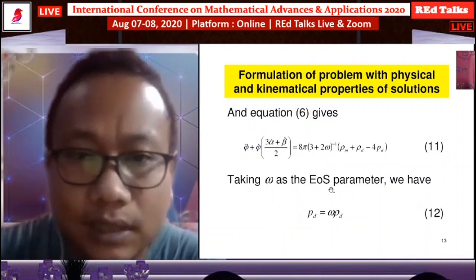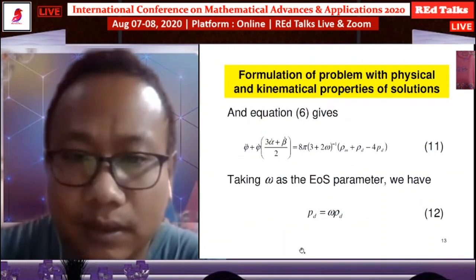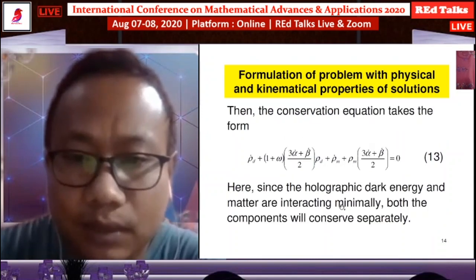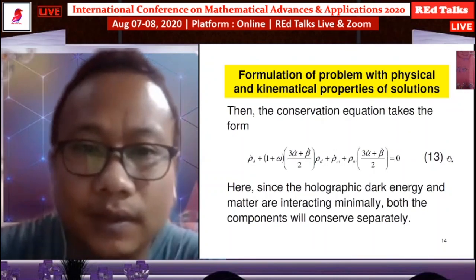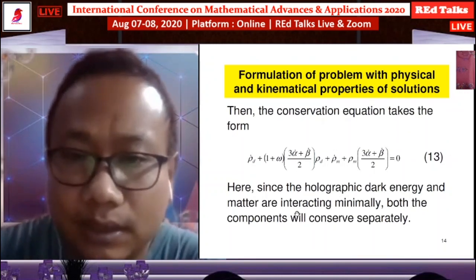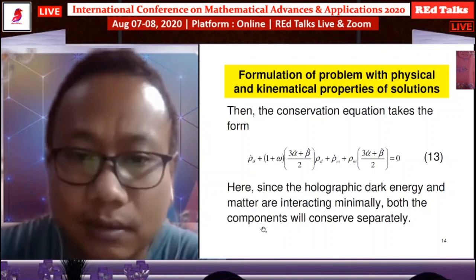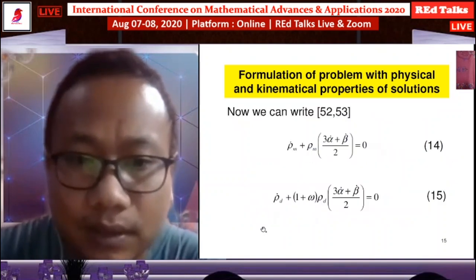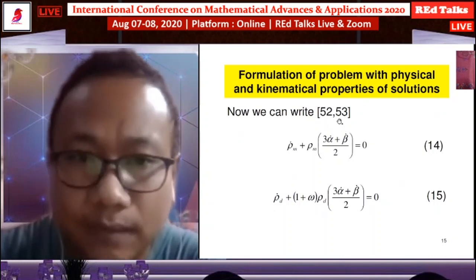And also equation 6 gives the relation, equation number 11, and we take omega as the equation of state parameter. Then we have p_d equal to omega rho_d. Next, the conservation equation takes the form given by equation number 13. And here, since the holographic dark energy and matter are interacting minimally, both components will be conserved separately.